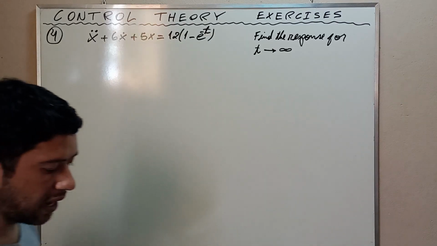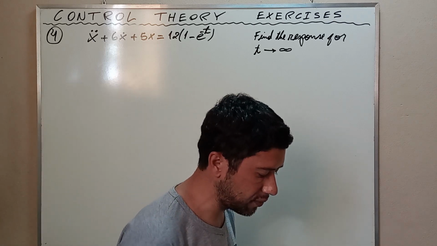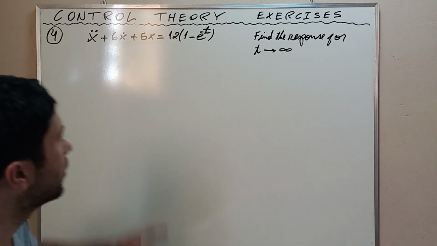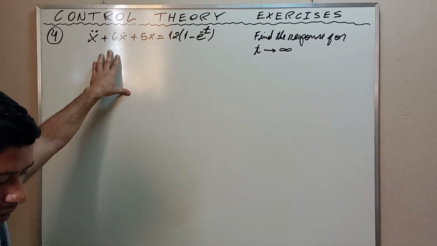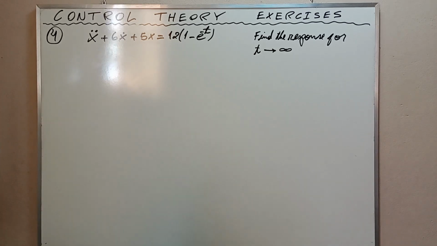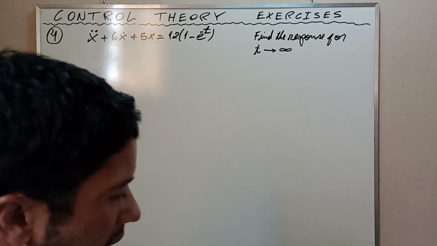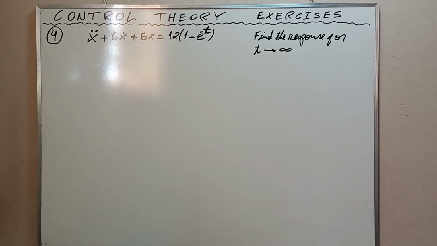Exercise number 4. A control system is defined by the following relation. This is the relation that defines this control system. The question: what is the response of the system as time goes to infinity? Okay, my friends, this is the exercise. Let's go to the solution.